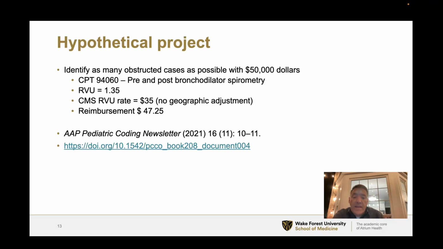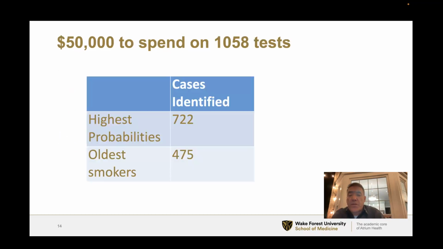What we hypothesized, if someone gave us $50,000 and said go and find as many cases of COPD as you can in our health system, what's the most efficient way to spend that money? In this scenario, $50,000 would buy you 1,058 PFT tests. If we used our prediction tool to identify those 1,058 patients with the highest probabilities, you could see there we would identify 722 patients as opposed to only 475 patients if you screened the oldest smokers in our system.